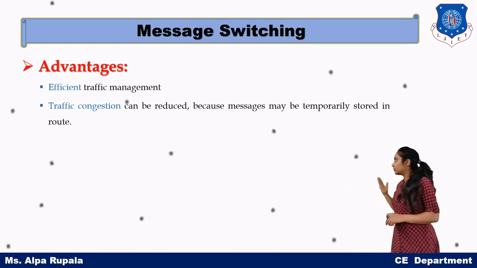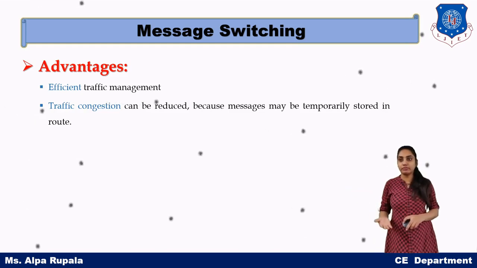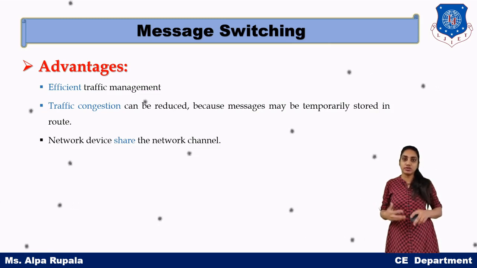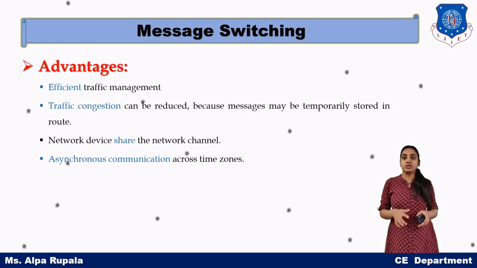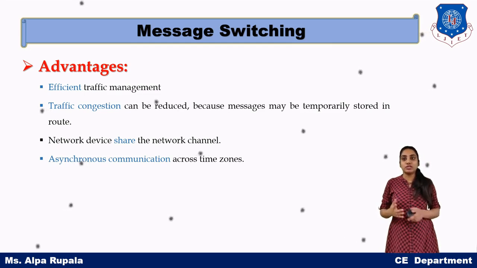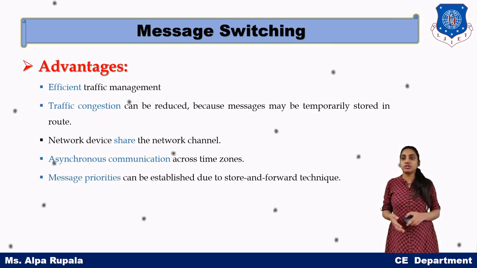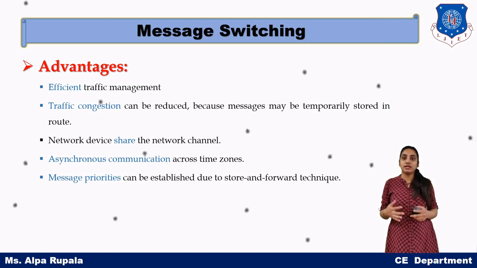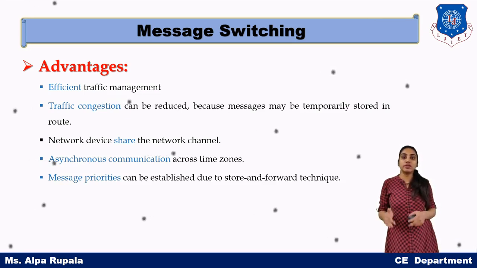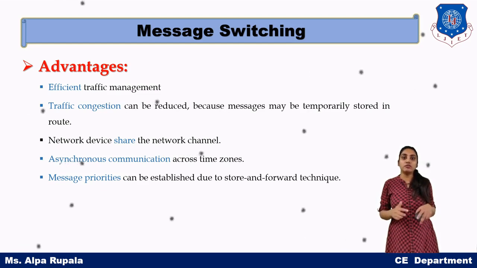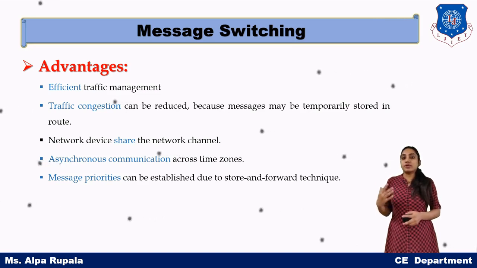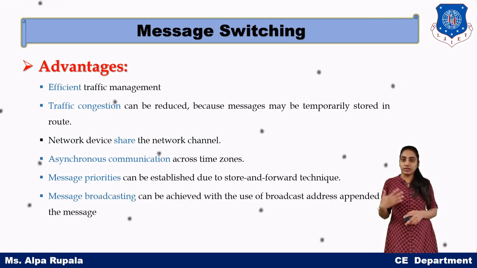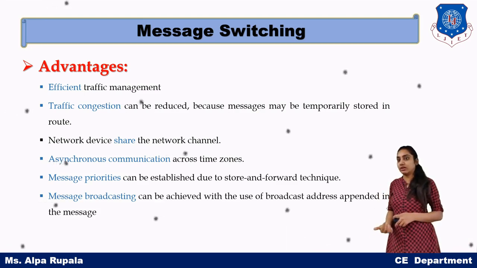First of all, we are looking at the advantages. The advantage is efficient traffic management. Traffic congestion can be reduced because we are having store and forward network. The network channel is shared. A sub part is not shareable if it is busy, but the remaining part is shareable. Asynchronous communication is possible. Then the message can be prioritized. That means suppose A to E transfer is very urgent, then all the network will be dedicated to that A to E transfer. So message priority can be defined and message broadcasting is possible. So these are all the advantages of it.